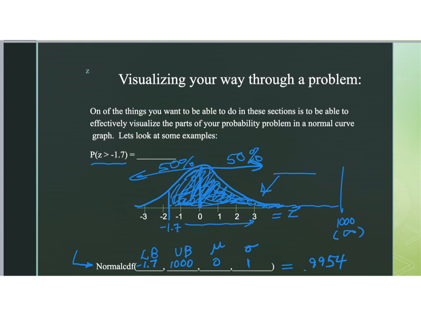0.9, sorry, not 9954, but 9554. And so that is the answer to my probability. There's a 95.54% chance that if I were to select a random value, it would be more than negative 1.7 standard deviations to the left.